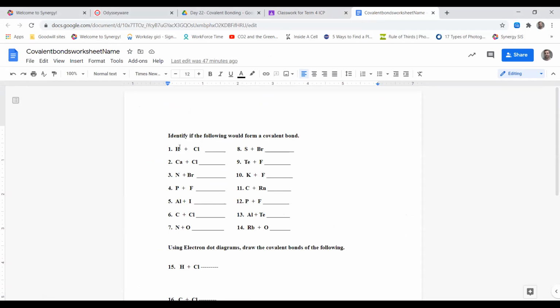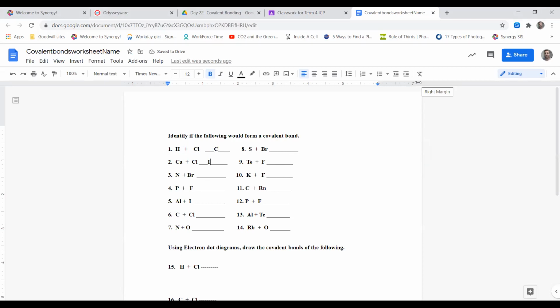So I see here hydrogen, that's a nonmetal, and chlorine, that's a nonmetal. So is that going to form an ionic bond? Nope. Sorry, it's going to form a covalent bond. So we put a big C for that, covalent. Again, I'm looking for a metal and a nonmetal. So if we look at number 2, we have calcium. Calcium is a metal. Chlorine is a nonmetal. So that's going to form an ionic bond. So ionic bond.